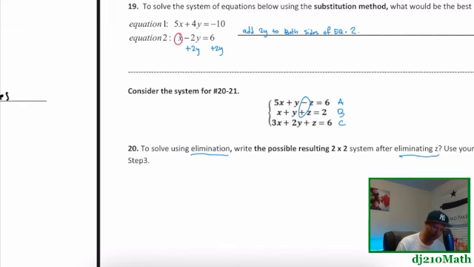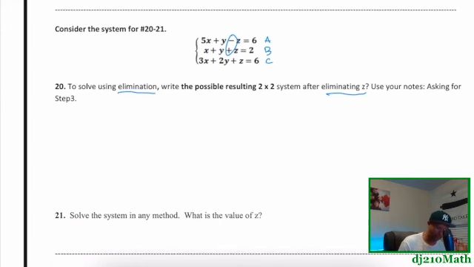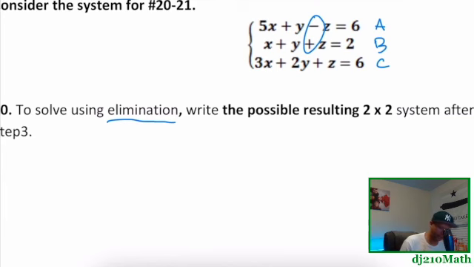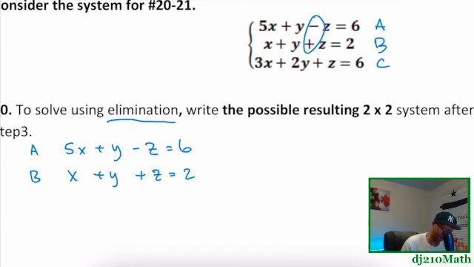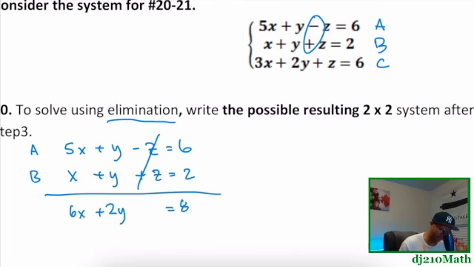So when I use A and B, it's going to be 5x plus y minus z equals 6. Right, that's A. B is x plus y plus z equals 2. So when I add these up, the z's cancel. So I get 6x plus 2y equals 8.